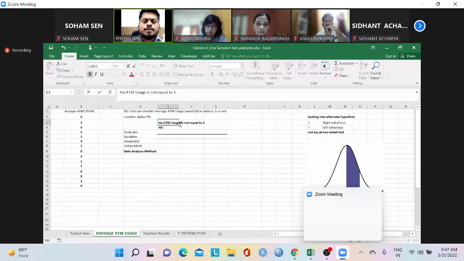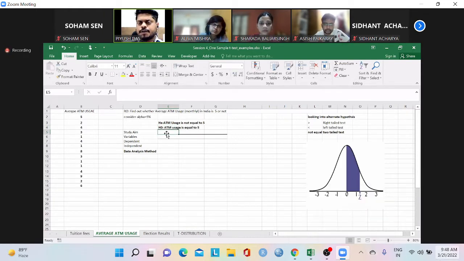And it is irrespective of which kind of test. So the right tail also, equal to sign will be there mandatorily. The right tail test, what I said, it is greater than 5. So the null hypothesis will be less than or equal to 5, right? Now study M is, we are comparing, right? We are comparing with a given value.